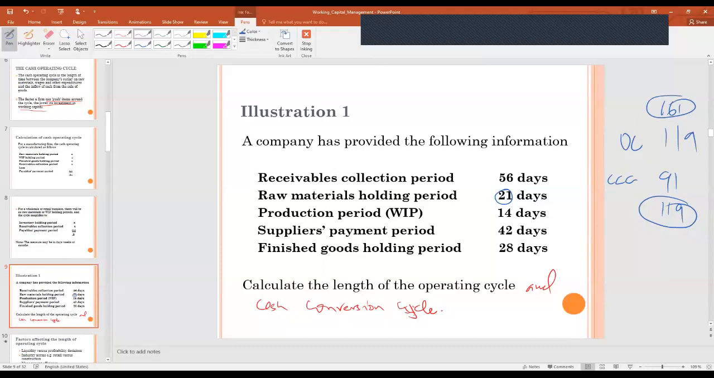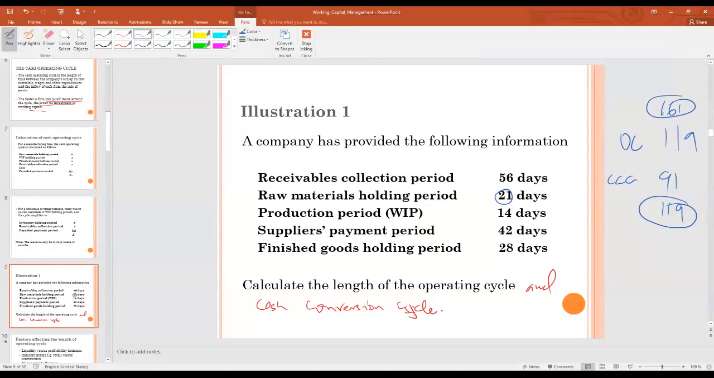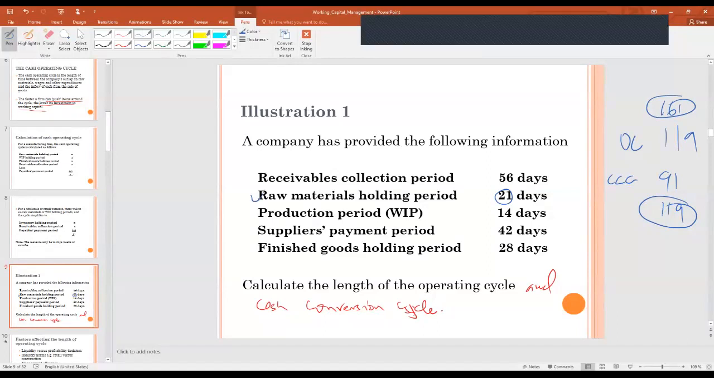Okay, so the operating cycle first is to get what we call the total inventory days. The total inventory days is made of raw material, work in progress, and the finished goods. So the three combined give us the inventory days, which is equal to raw material days plus work in progress days plus the finished goods days. So 21 plus 14 plus 28.